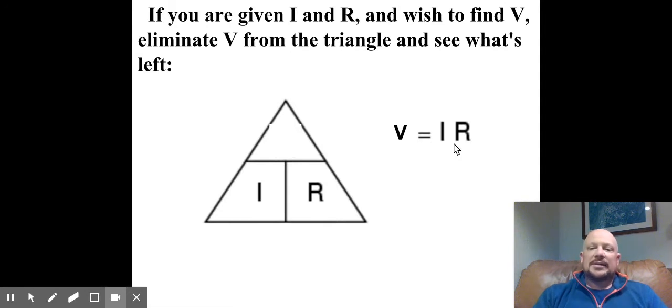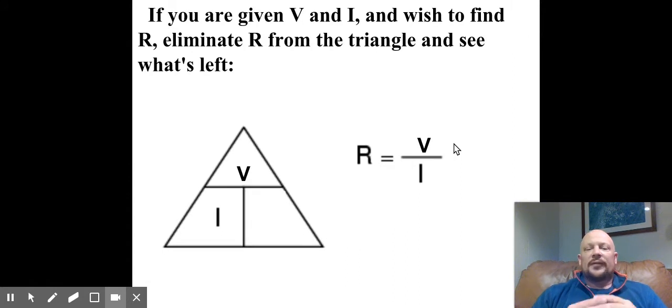V equals I times R. Now, if you're given voltage and current, V and I, and you need to find R, then you're going to just leave R out of the triangle and then find it. V is a given, I is a given. You need to find R. Because V and I are above each other in the triangle, it's going to be V over I. Whatever's on top is always going to be divided by what's on the bottom. And so your solution is R equals V over I.